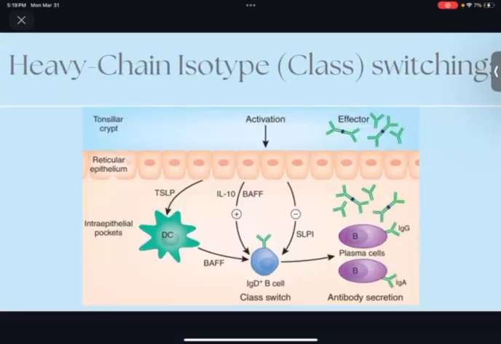Heavy chain isotype class switching. Helper T cells direct antibody class switching via cytokines: interferon gamma to IgG, for opsonization and complement activation; IL-4 to IgE, which helps with allergen and helminth immunity; TGF-beta to IgA, for mucosal immunity. In the process, the constant region of the B cell's heavy chain changes, but antigen specificity remains the same. This enables adaptation to different immune needs.